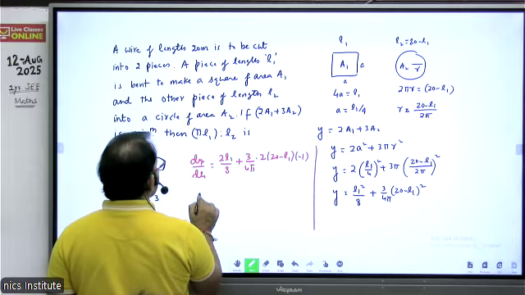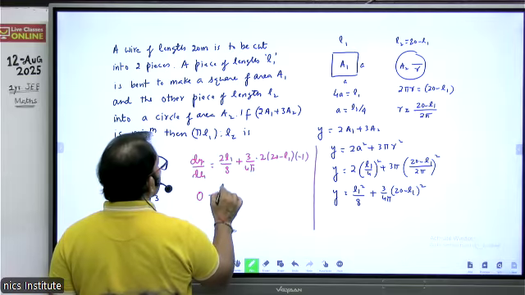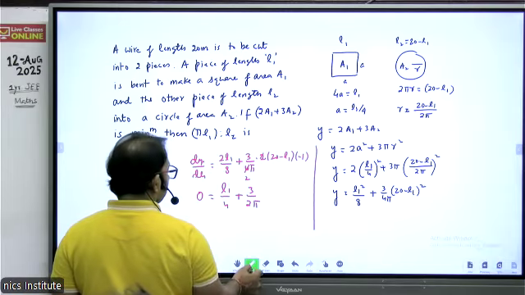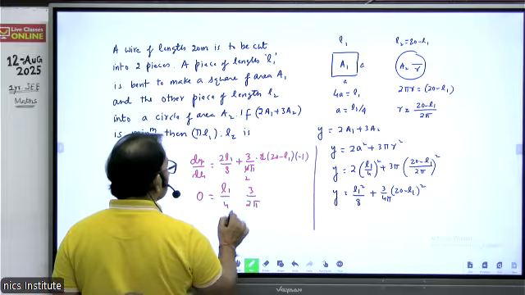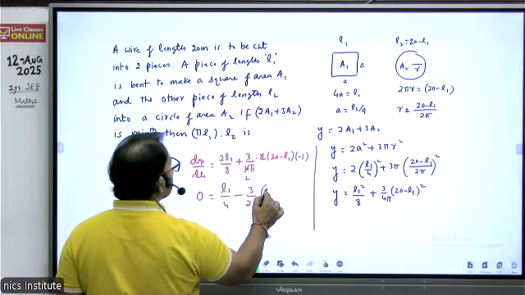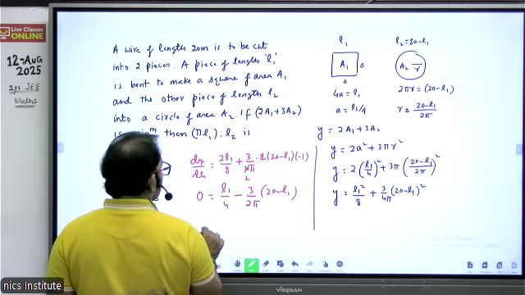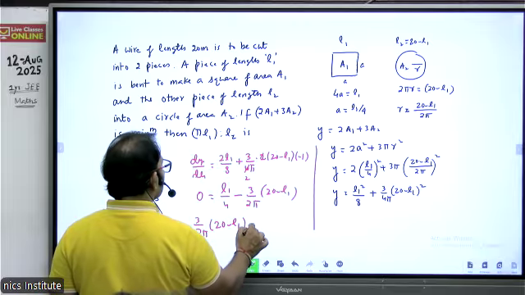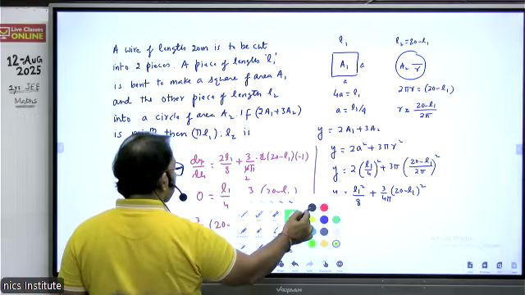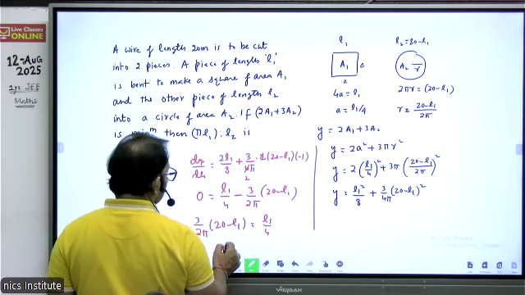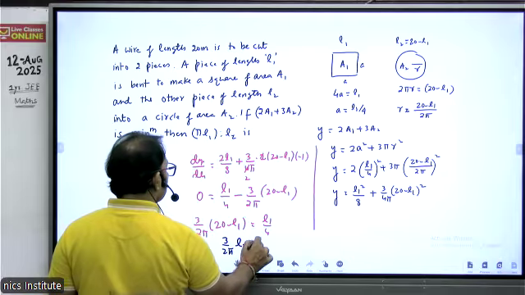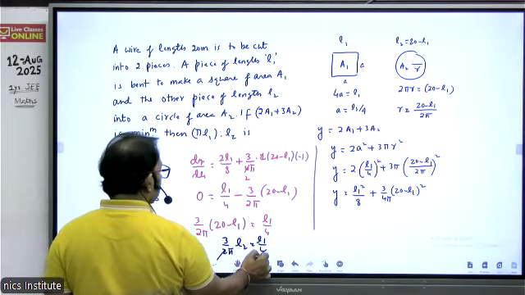No. 0 equal to 2 L1 by 4, this is 3 by 2 pi, and this is a minus sign also. And this is 20 minus L1. So 3 by 2 pi, 20 minus L1 I can write as L2. So it will be 3 by 2 pi L2 is equal to L1 by 4. 2 and 2 again cut.